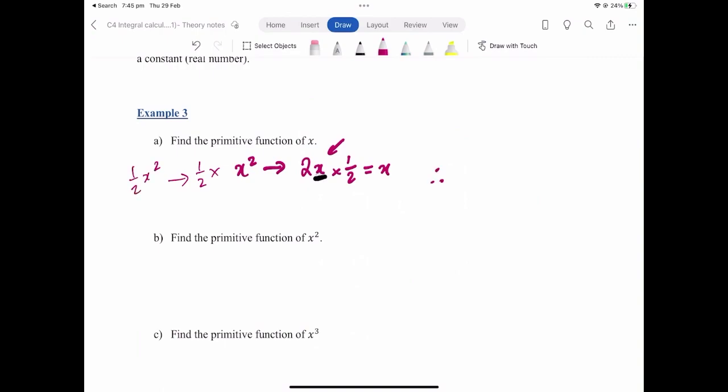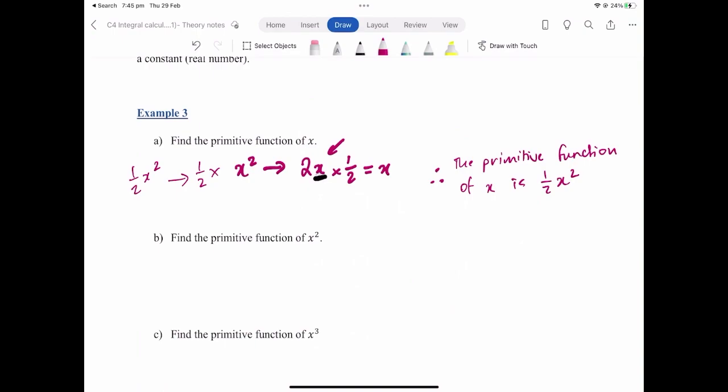So therefore, the primitive function of x is half x squared, because the 2 comes down. If I was to differentiate a half x squared, the 2 would come down, 2 times a half, and then x to the power of 2 minus 1, because we subtract 1, and that gives us our answer.